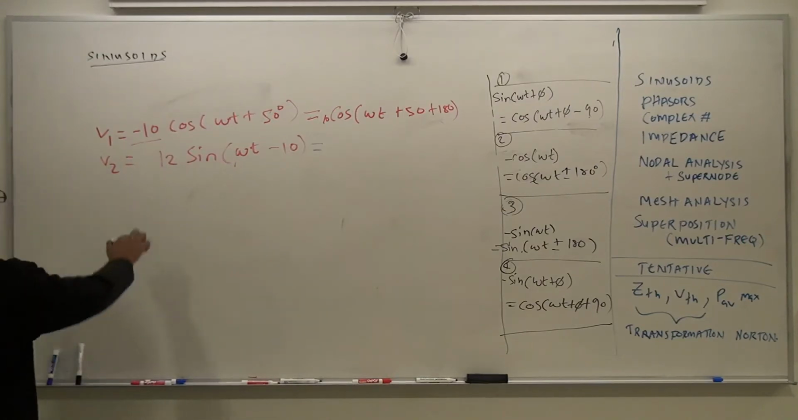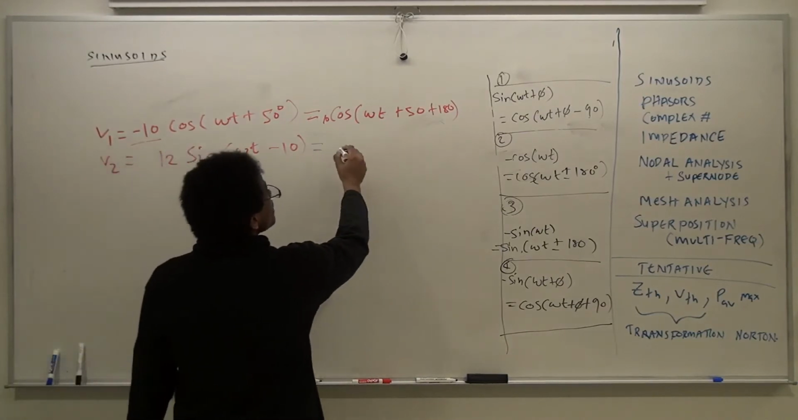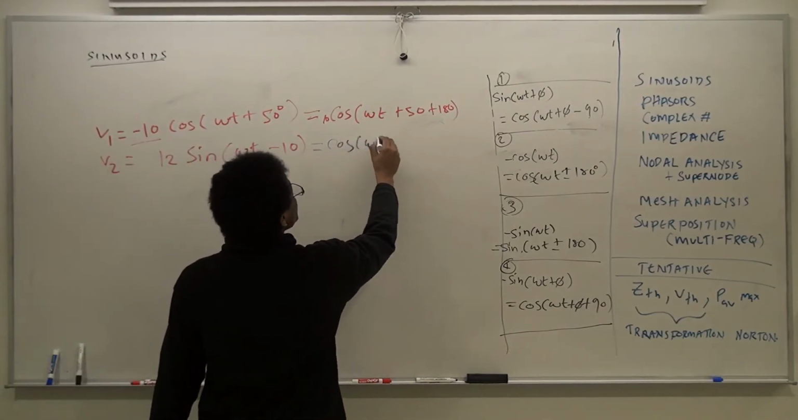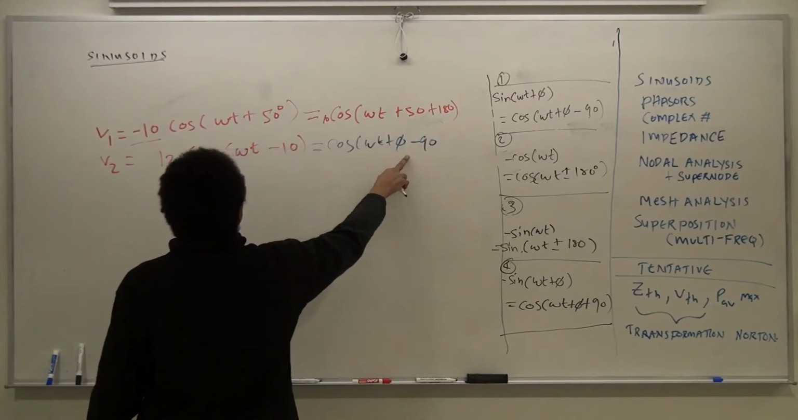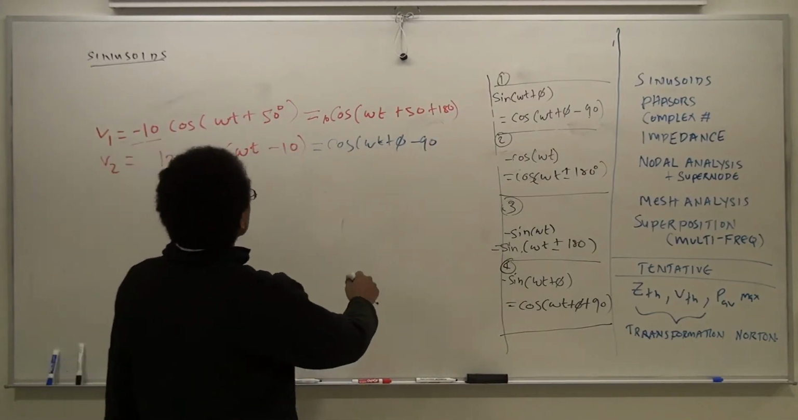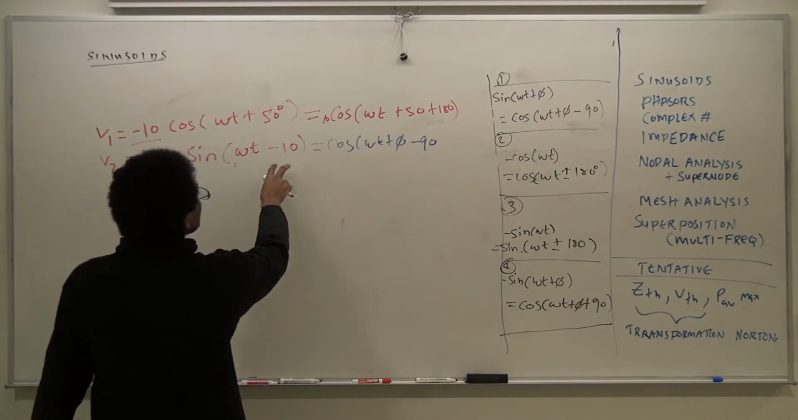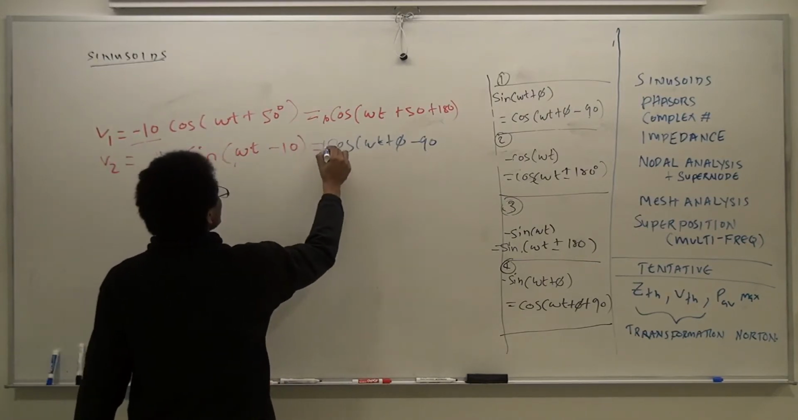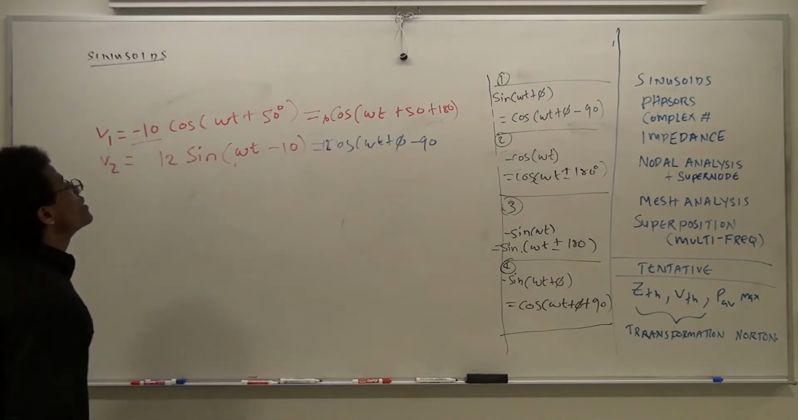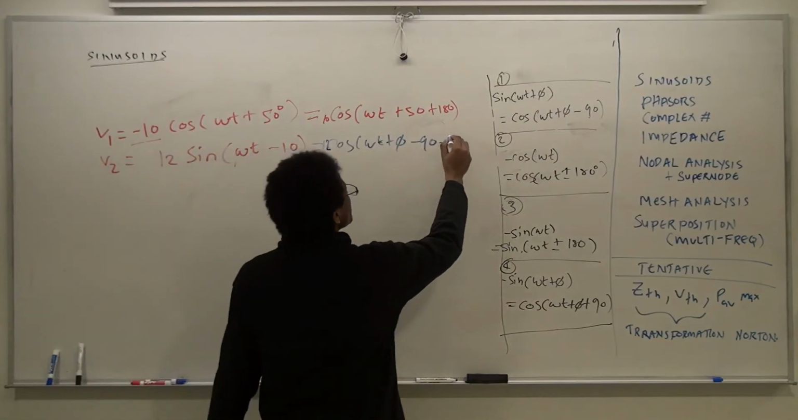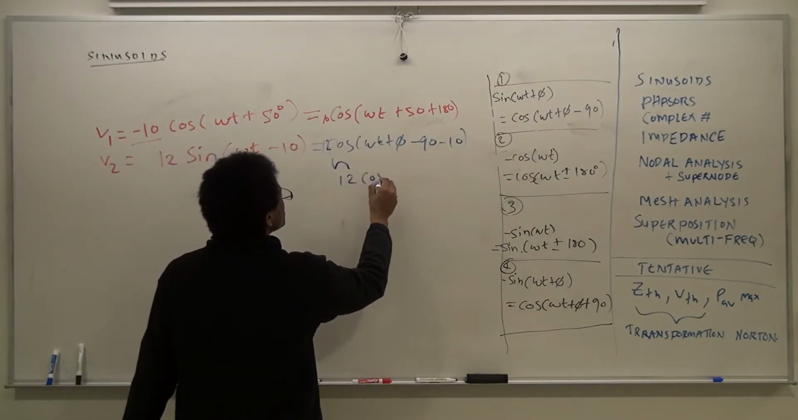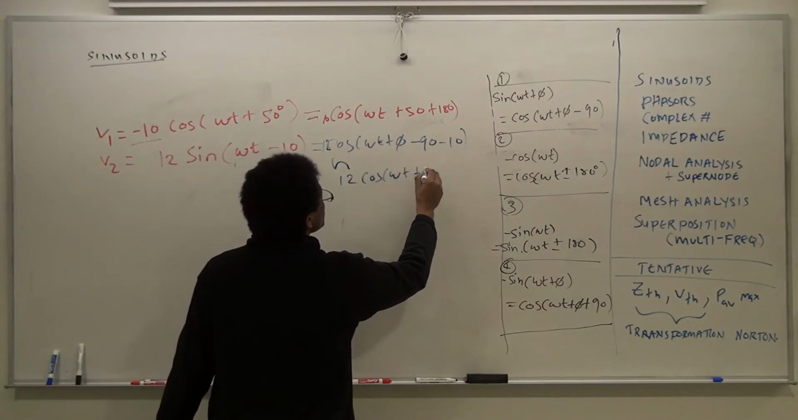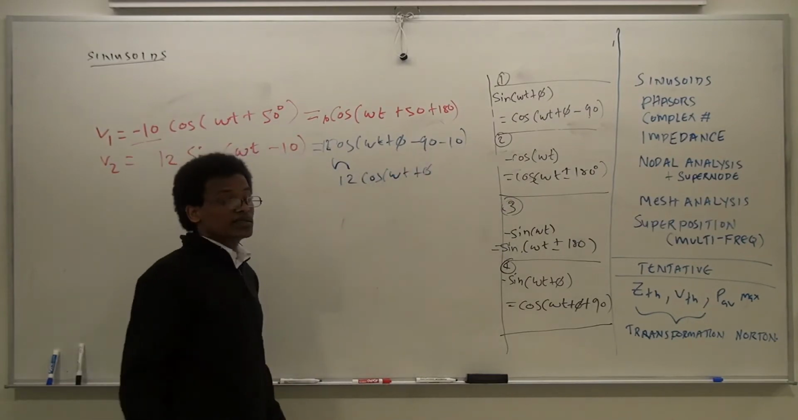Excellent. So let's use number 1 in this case, and you're going to get cos WT plus 5 minus 90. But then what do you have to do? Are we good? 12 cos. There's a 12, that's right. What else are we missing? Minus 10. Negative 10, exactly. So this reduces to 12 cos WT plus 5 minus 90 minus 10?